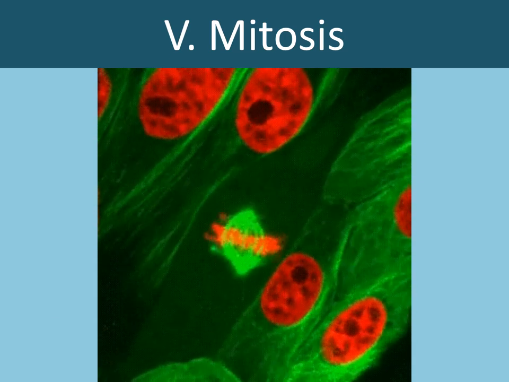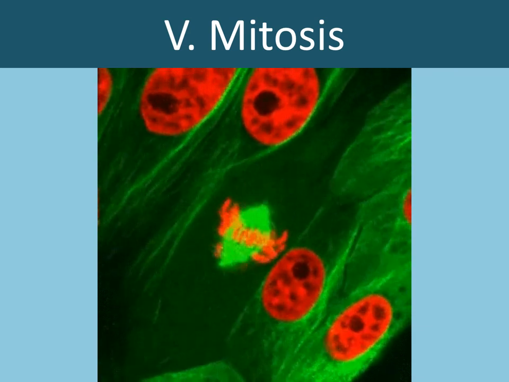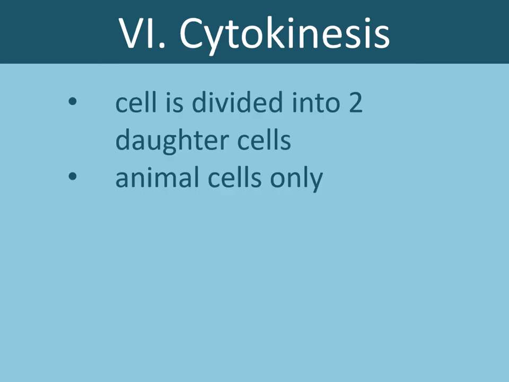This GIF depicts mitosis occurring in the cell at an accelerated rate. Remember, M phase is not just mitosis, it's also cytokinesis. In cytokinesis, the cell is divided into two daughter cells. So this is when the cell actually splits in half. True cytokinesis only occurs in animal cells. The process is a bit different in plants, bacteria, and fungus.